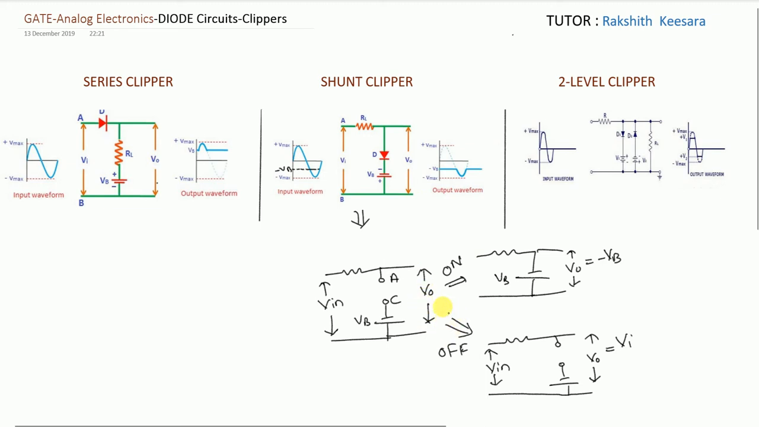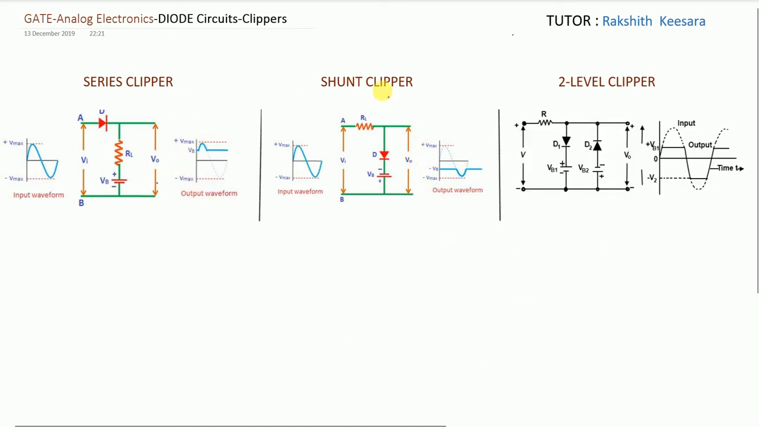Next, while coming to off condition, up to here it is on. So here to here, anode voltage is less than cathode voltage. So it will be in off state. While in off state, what is the output voltage? It will follow the input voltage. So here to here, the output voltage will follow the input voltage. Up to here it is in on state, so output voltage equal to minus VB. Here also minus VB. So this is the analysis of shunt clipper, guys.